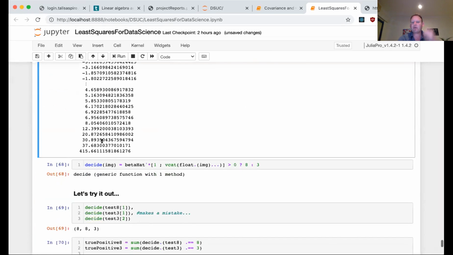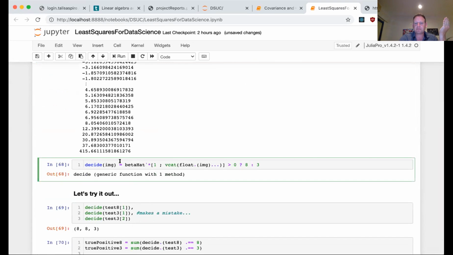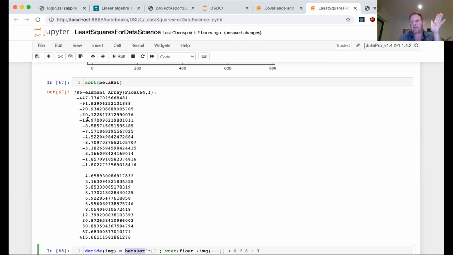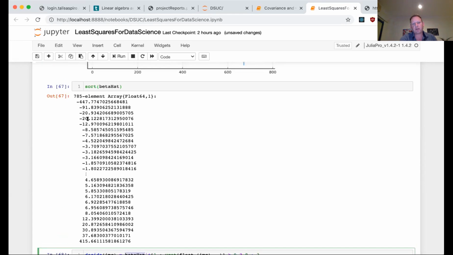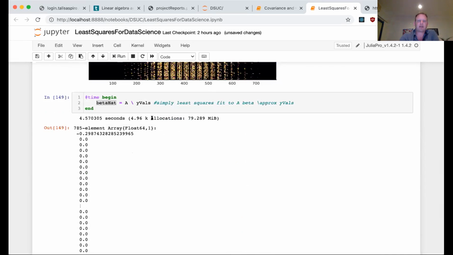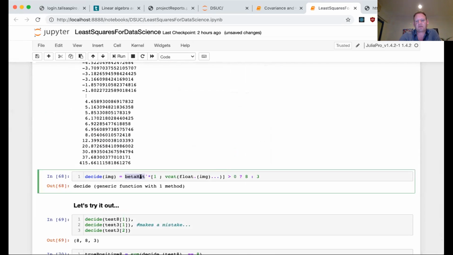But now let's see how we use this for classification. The function decide is going to get an image. All I'm going to do is take the inner product of this beta hat, which I've trained, which has 785 entries. And by the way, this was not training by gradient descent. This was a one shot least squares fit. Of course, if this was a huge problem, you'd need gradient descent, you'd need other methods. But this was a one shot least squares fit.